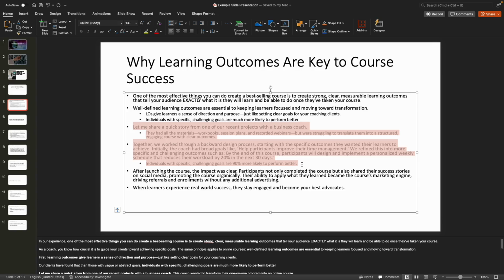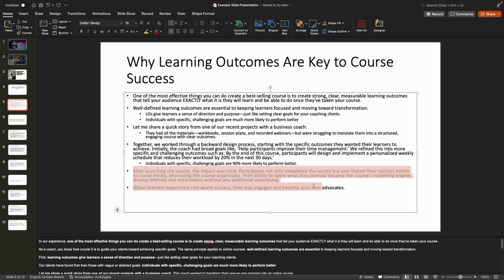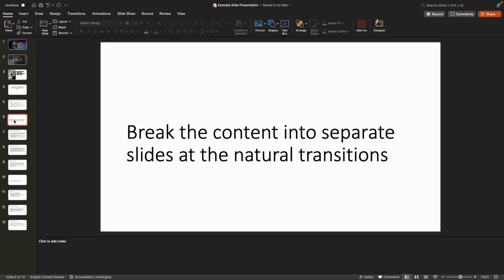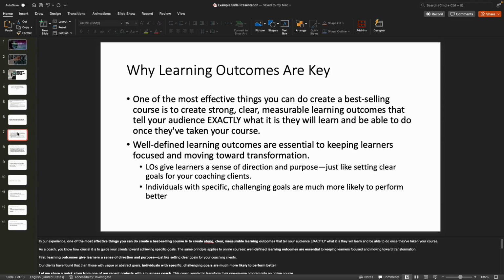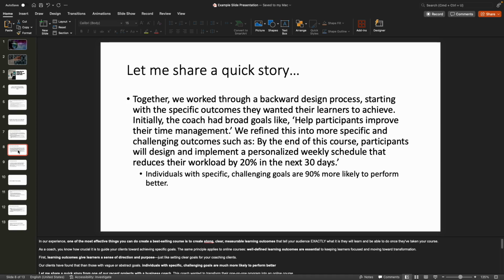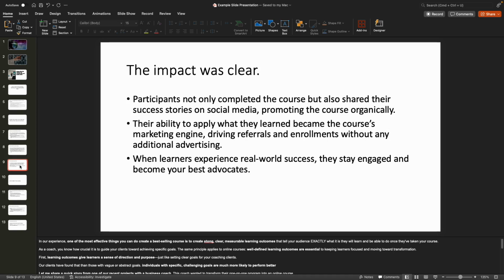Next, I introduce a story that illustrates how learning outcomes made a course more marketable. And then finally, I transition to the outcome of that project. So that's exactly what I'm going to do. I'm going to break the content into separate slides at the natural transition points. So here I talk about why learning outcomes are key, that original 4 bullet points. Then I introduce the story. And then finally, I talk about the impacts of the story. So breaking it up this way is going to give the audience time to process one idea at a time instead of overwhelming them with too much information at once.